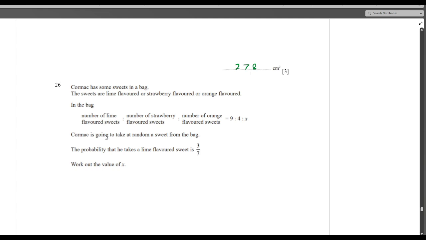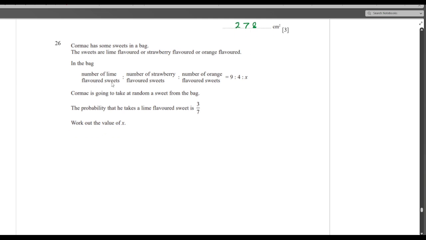Now Cormac has some sweets in a bag. The sweets are lime flavored, strawberry flavored or orange flavored. In the bag, the number of lime flavored sweets ratio number of strawberry flavored sweets ratio number of orange flavored sweets is 9:4:x. Cormac is going to take at random a sweet from the bag. The probability that he takes a lime flavored sweet is 3 divided by 7. Work out the value of x.